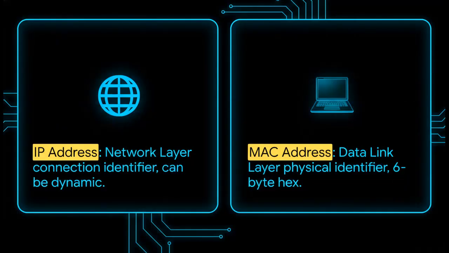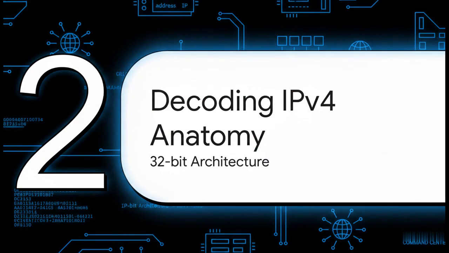Now, let's clear up a super common point of confusion. How is an IP address actually different from a MAC address? Well, a MAC address is the permanent physical hardware fingerprint of your device. It's this 6-byte hexadecimal code assigned by the manufacturer, operating down on the data link layer. But your IP address? That operates on the network layer. It's an assigned location identifier. It can be static, meaning it never ever changes, or dynamic, meaning it changes depending on where you happen to connect. Basically, think of the MAC address as your device's social security number and the IP address as its current mailing address.